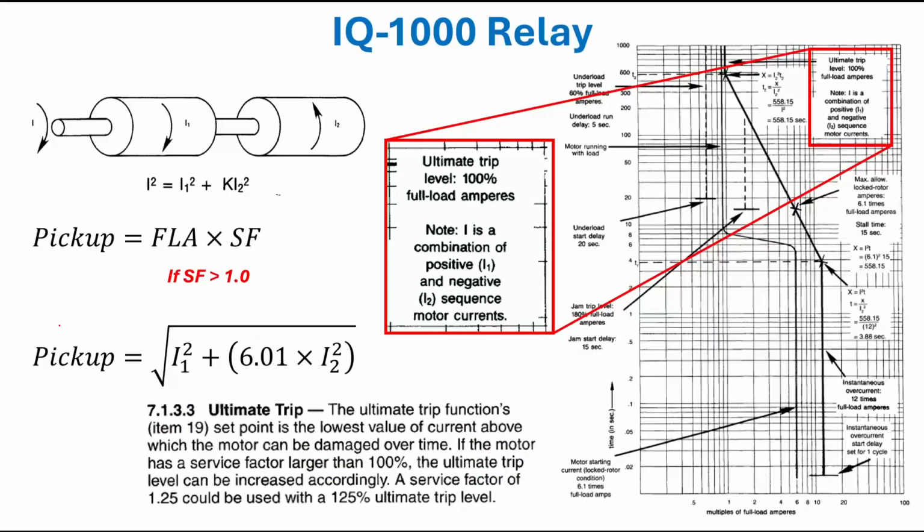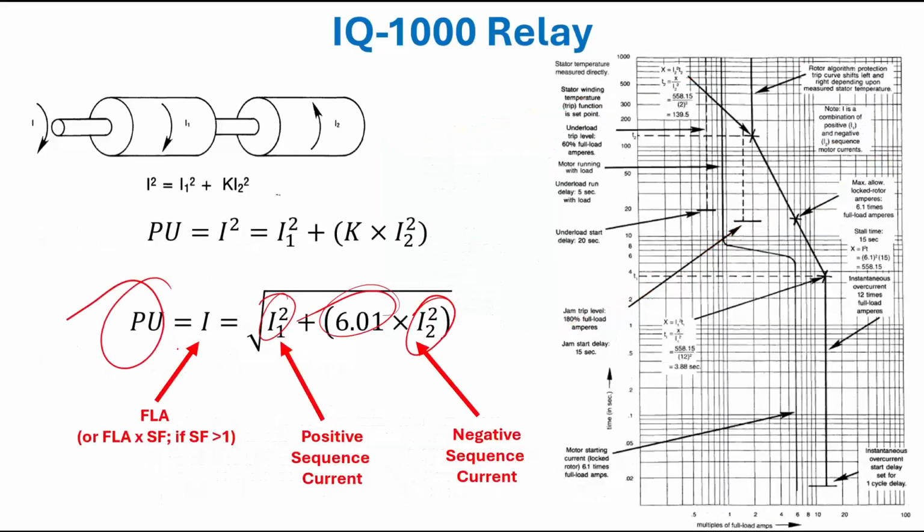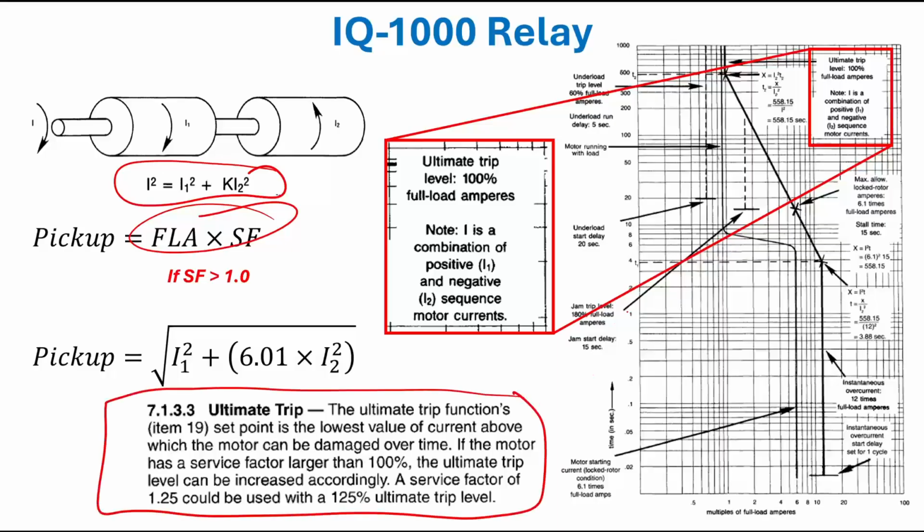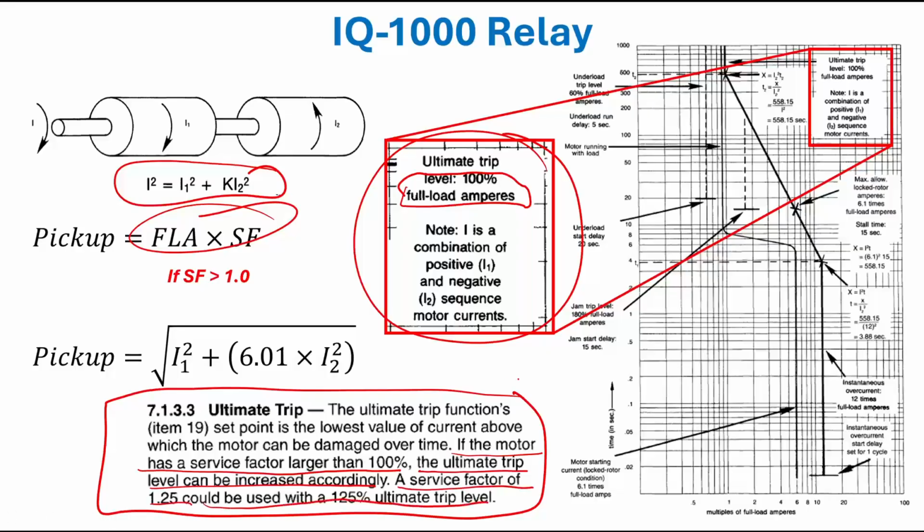I did tell you earlier that this I2 is going to be essentially your FLA times your service factor. And this is the original equation that they gave you. And I'm telling you that I found it, and it's right here combined with this information right here. And it says ultimate trip level is 100% of FLA. Now, it also says right here, if the motor has a service factor larger than 100%, the ultimate trip level can be increased accordingly. A service factor of 1.25 can be used with 125% ultimate trip level.